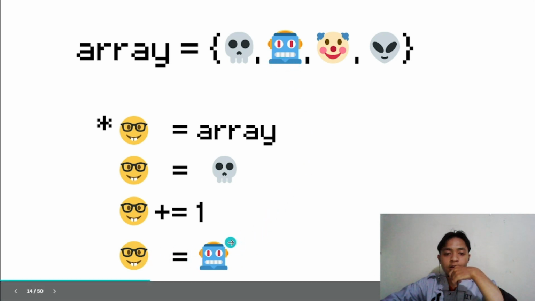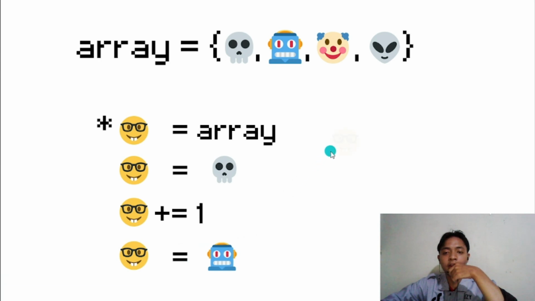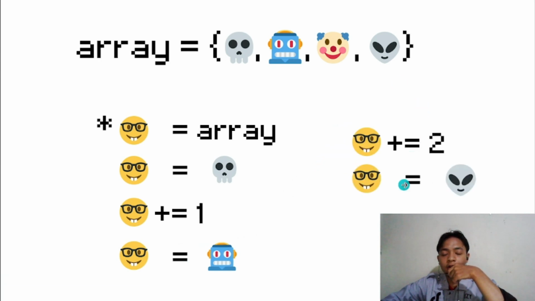Then they know what the other items are. And then another example, if we add 2, they will move 2 indexes from the first index, and they know what the item is like that.